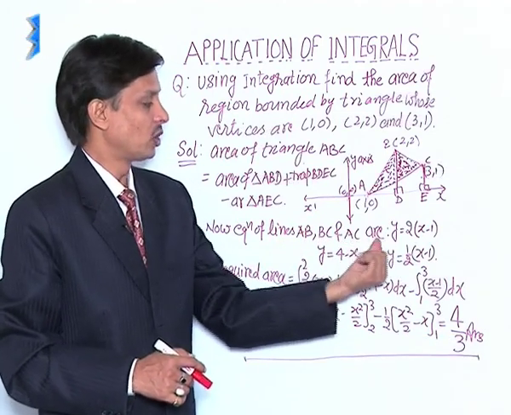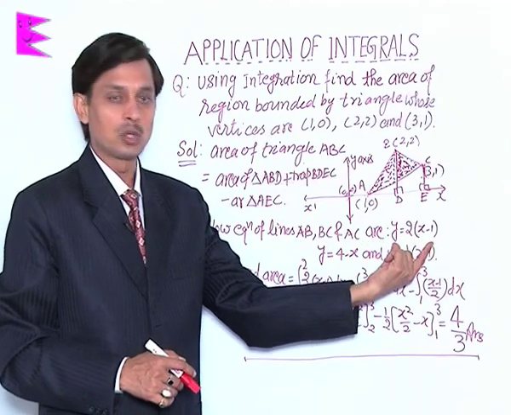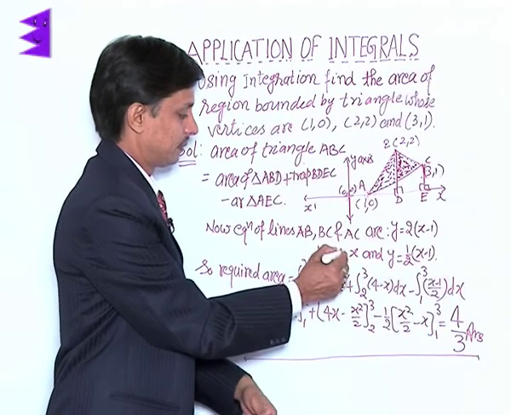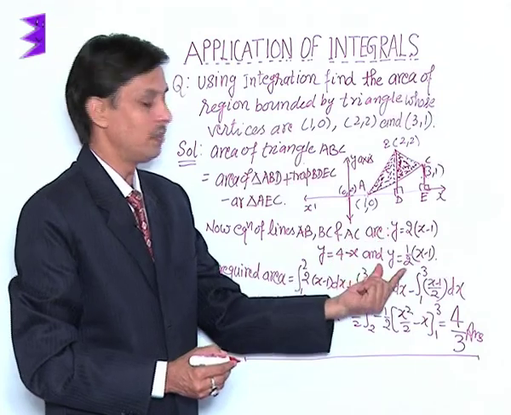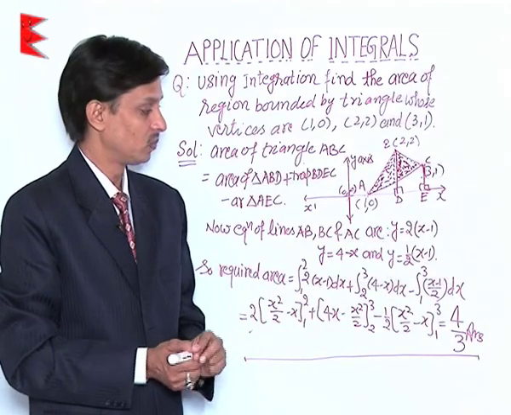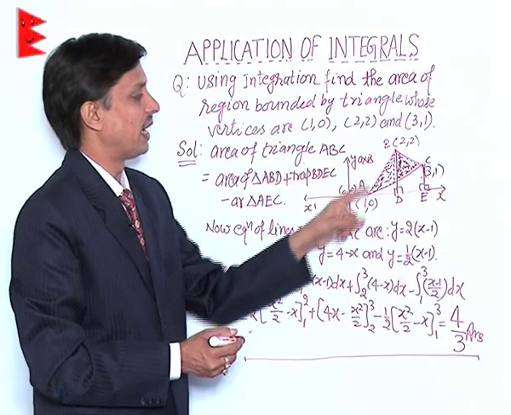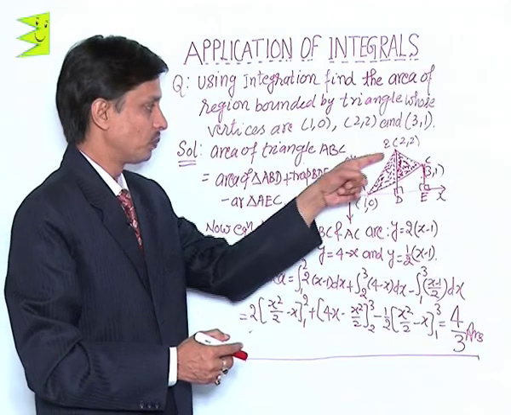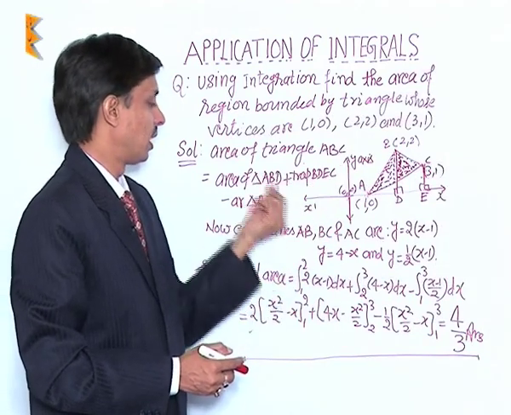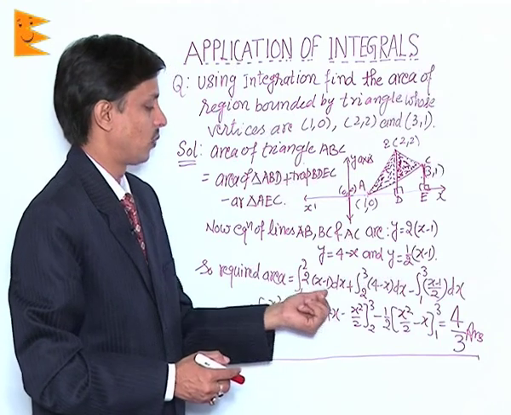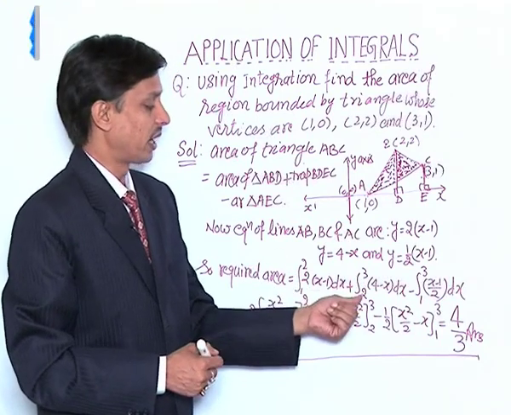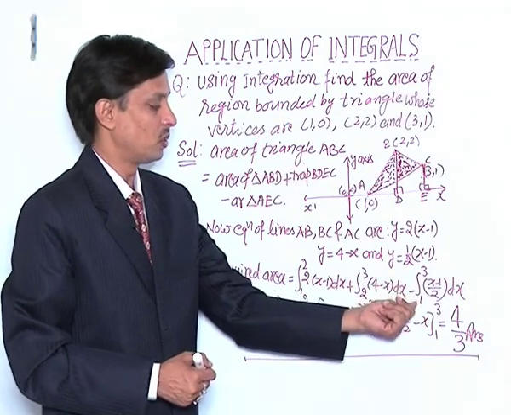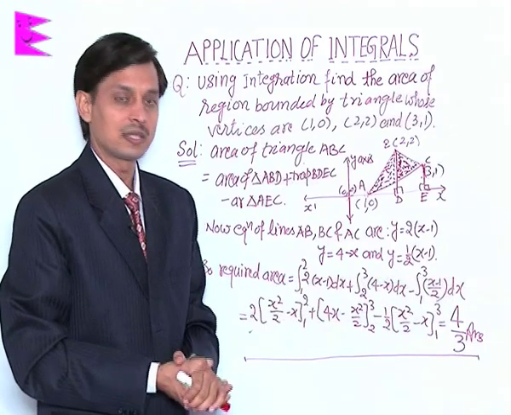So, in short, the equations of the lines AB, BC and AC by the two-point form will be: equation of AB is y equals 2 times x minus 1; equation of BC is y equals 4 minus x; and equation of AC is y equals half of x minus 1. The equations of the 3 sides AB, BC and AC are obtained. So, the required area will be given by the area of triangle ABD, integral 1 to 2 of 2 times x minus 1 dx, second area integral 2 to 3 of 4 minus x dx, and the third area, which needs to be subtracted, integral 1 to 3 of x minus 1 upon 2 dx.